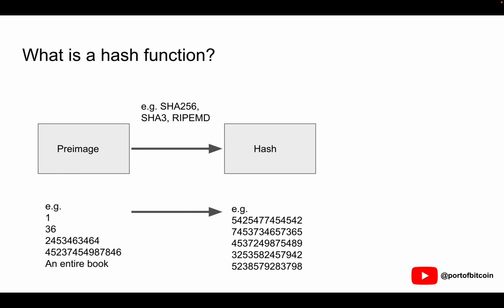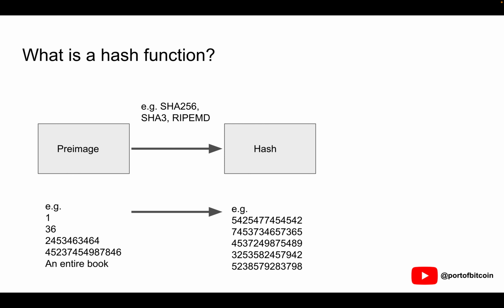So a hash function is a one-way function where you can give the function an input of any size and it will spit out a random looking output of a fixed size. So you can give the function an input of 1 and it spits out an output of a certain size. You can give it an input of 36 and it spits out an output of a certain size. In the extreme case, you can give it an input of an entire book or encyclopedia and it will still spit out a random looking output of a fixed size.